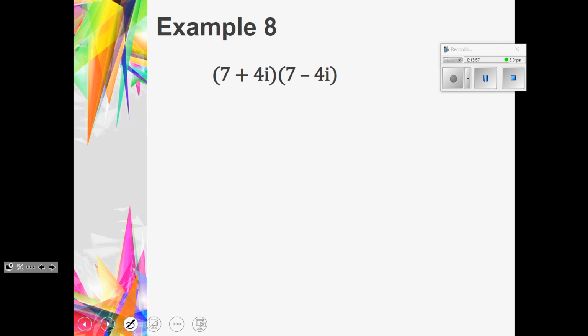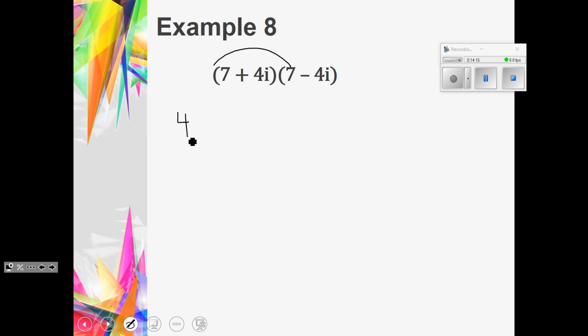So I want you to hit the pause button and try this one on your own. Okay, so hopefully you've tried this one on your own.